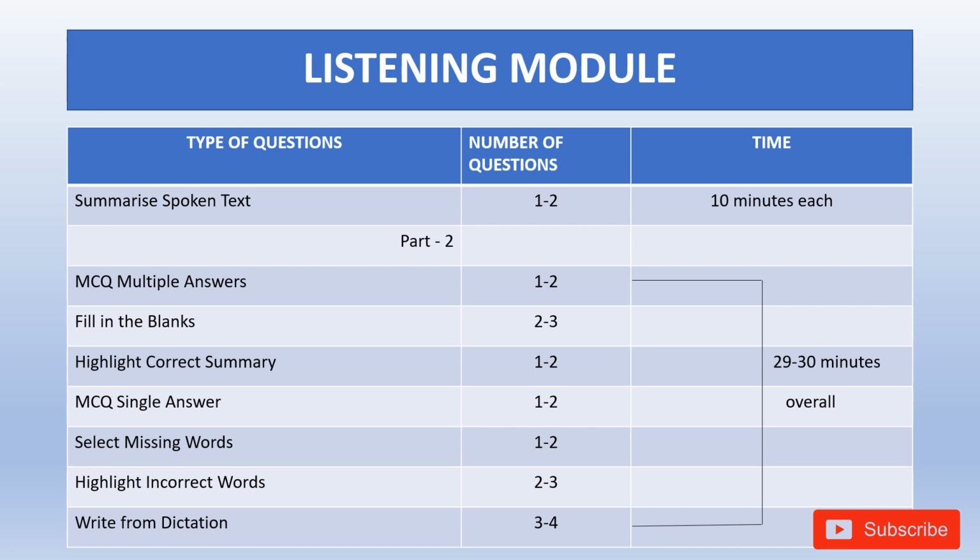So there will be 8 different types of questions in this section, but not all the tasks are important. So in the part 1 you will get summarized spoken text. You will get 1 to 2 questions, 10 minutes each. And in the second part you will get MCQ multiple answers, fill in the blanks, highlight correct summary, MCQ single answer, select missing words, highlight incorrect words and write from dictation. And you will get 29 to 30 minutes overall to solve the second part.